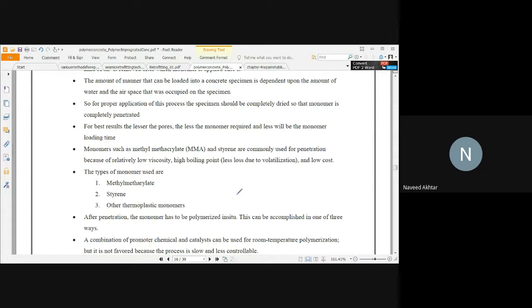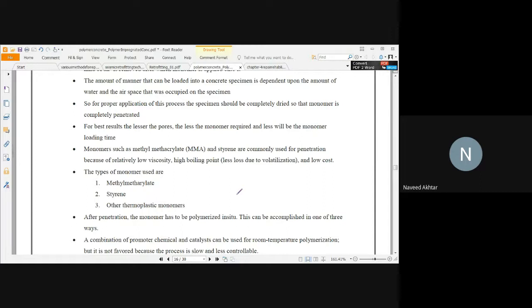Monomers such as methyl methacrylate, MMA, and styrene are commonly used for penetration because of relatively low viscosity, high boiling point, less loss due to volatilization, and low cost.